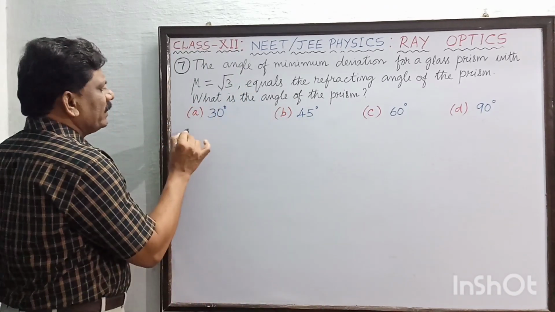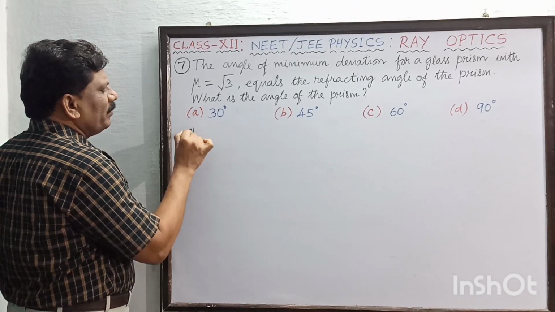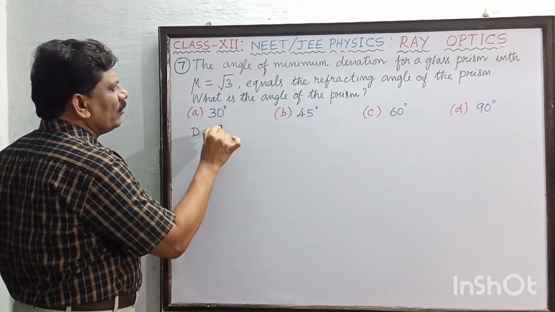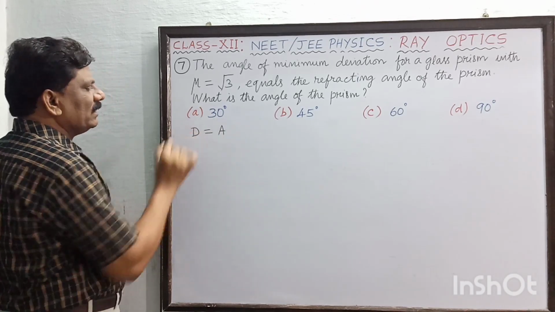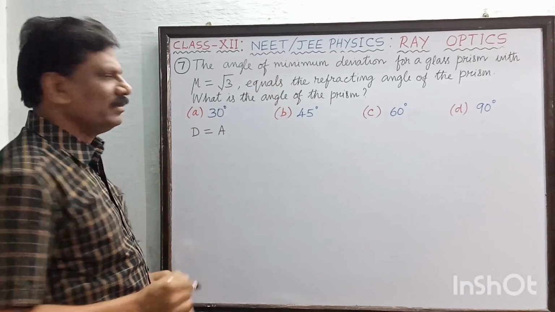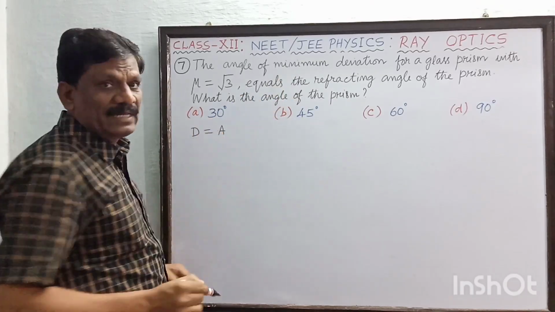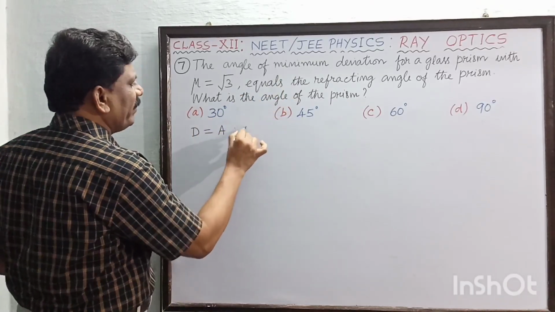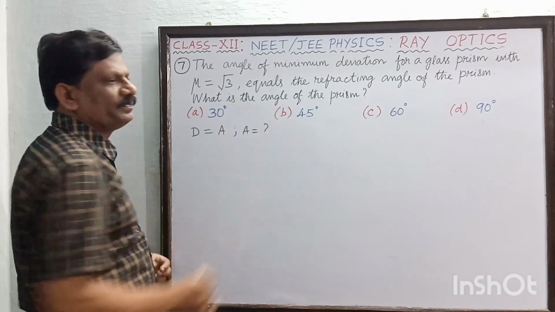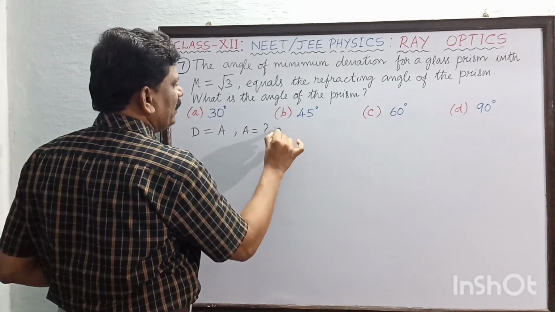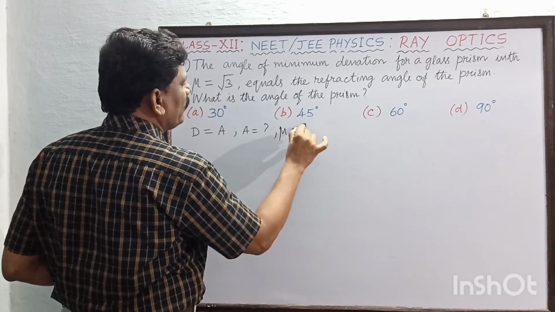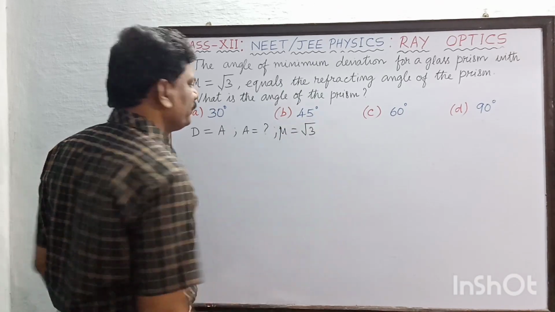Okay. So what is given? Angle of minimum deviation D is equal to A. So this is given in the problem. And we have to find what is the angle of the prism. We have to find what A is equal to. Then what else is given? The refractive index mu is equal to root 3 is given.